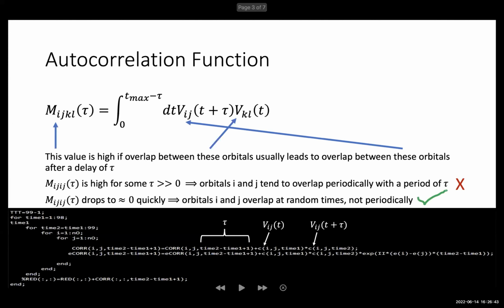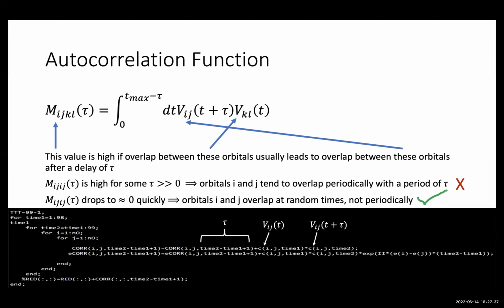We use those non-adiabatic couplings to compute our autocorrelation functions. I don't know if I have a good concise way of describing what this really is, but it tells you that if you have strong overlap here, and then you're likely to have strong overlap here again after some fixed time delay tau, that means the value of your autocorrelation function will be high there. This is technically the definition here, but we are going to be pretty much exclusively using m sub ij, because that tells us about orbitals i and j, and since we're talking specifically about transitions between those orbitals, that's mostly what we're after.